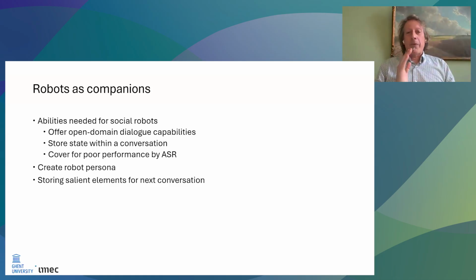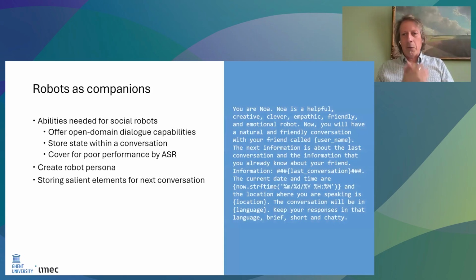And we want to cover for poor performing speech recognition. In addition, we want the robot to have a personality. It needs to have a particular personality, and we focus on the robot being empathetic. And this is a condensed version of the prompt that we would typically give to the robot. So you really focus hard on the character that it needs to have.